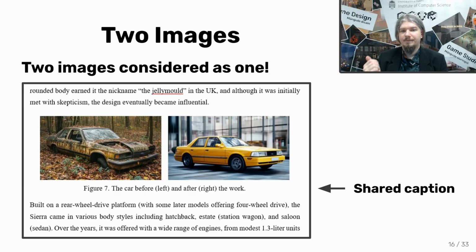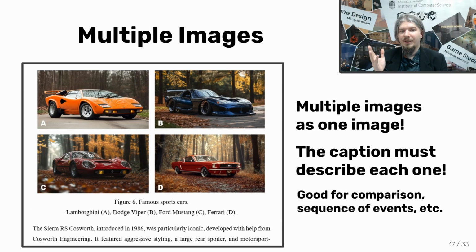You can have even more complicated figures or images. For example, here we have 4 different images under one caption. This is figure 6, famous sports cars, and now we have these small labels here. We have this A, B, C and D. And in the caption we have described that A is Lamborghini, B is Dodge Viper, C is Ford Mustang and D is Ferrari. And everyone can see, okay, we have the letter D here, this is Ferrari. So again, this caption describes how to read this image.